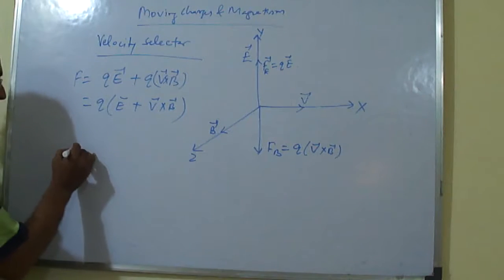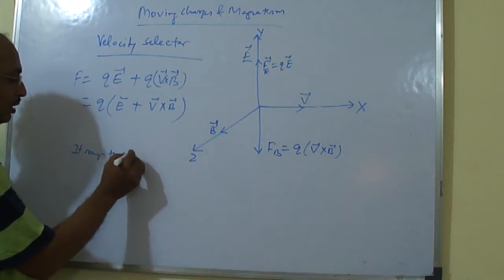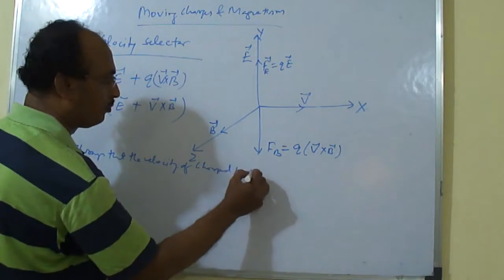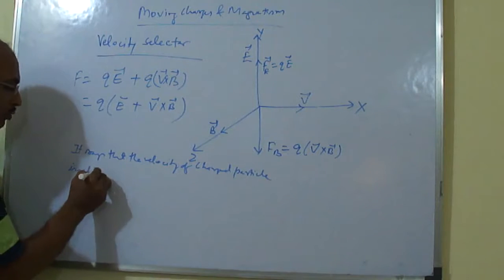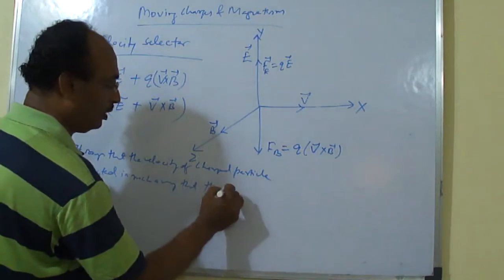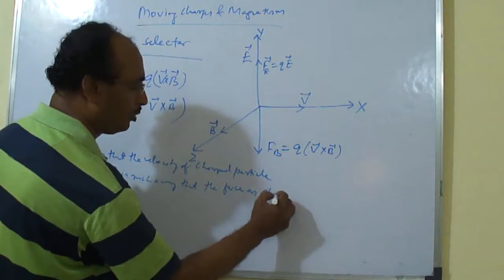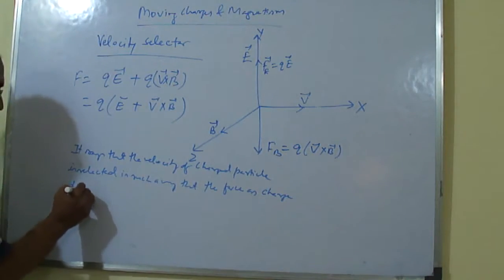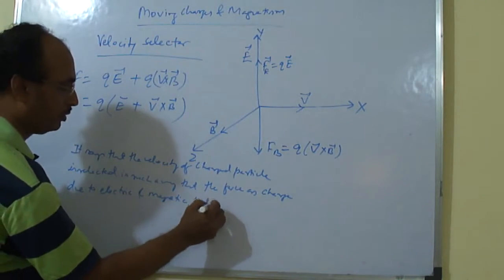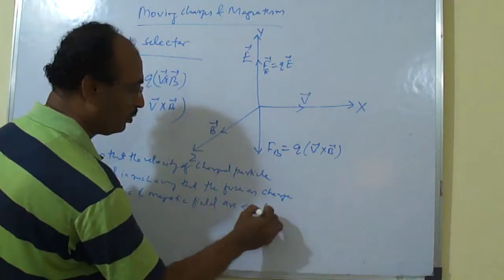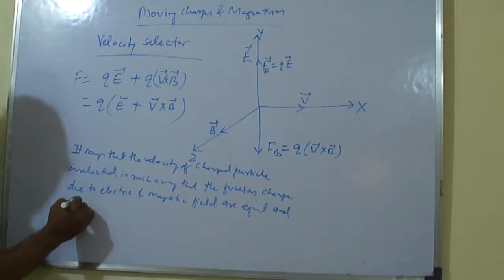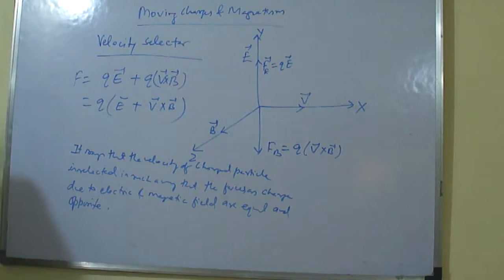Okay. So what it says? It says that the velocity of the charged particle is selected in such a way that the forces on the charge due to electric and magnetic field are equal and opposite.